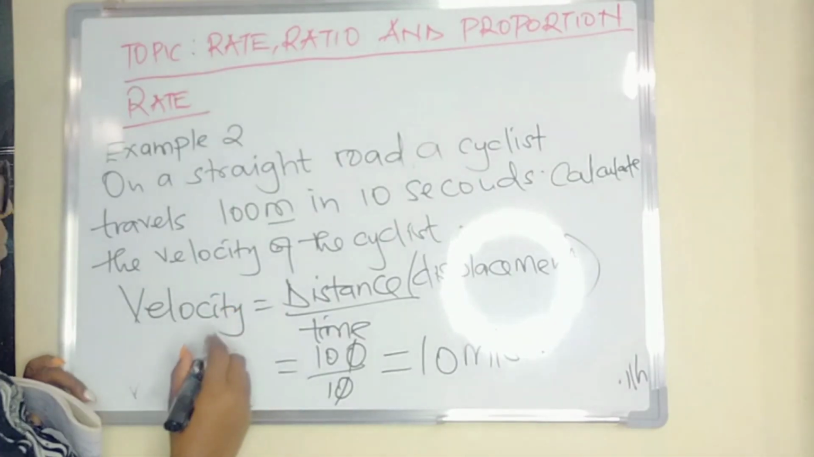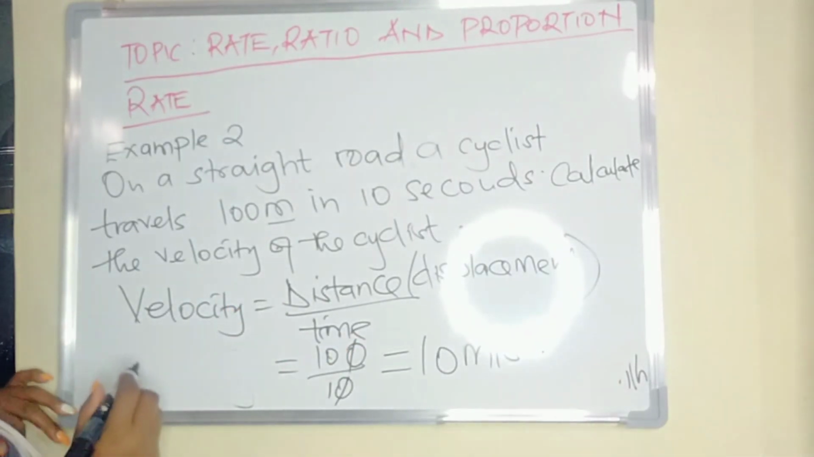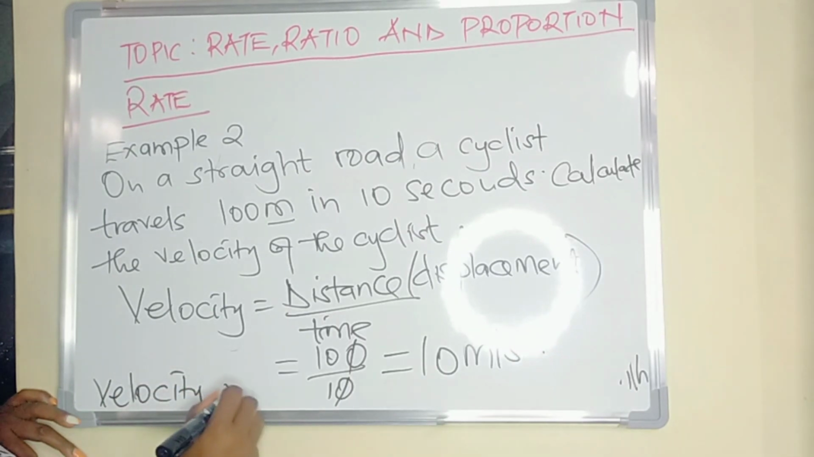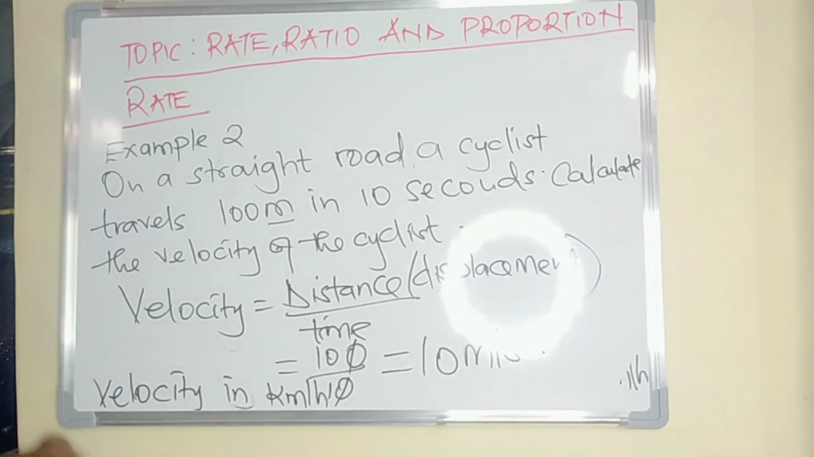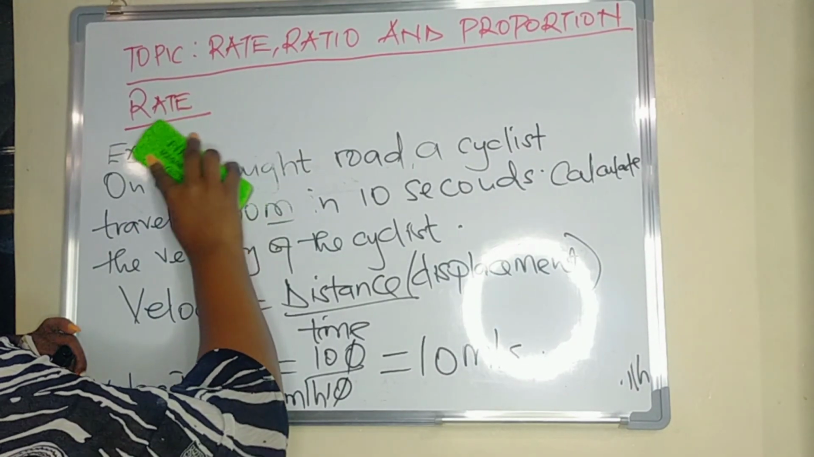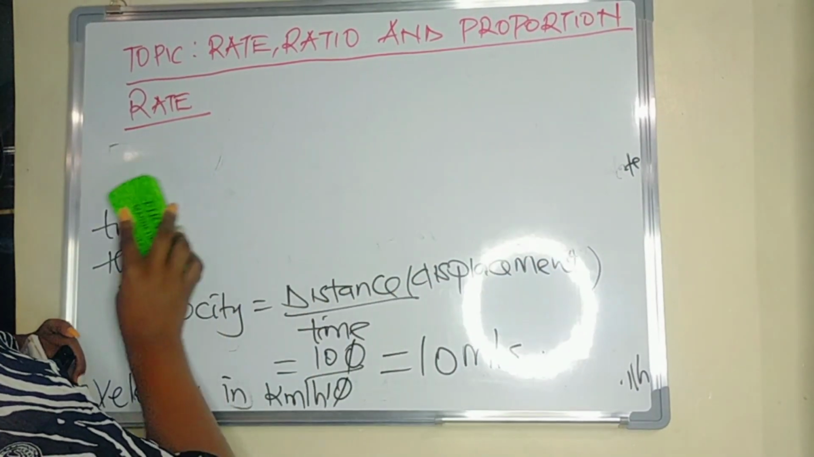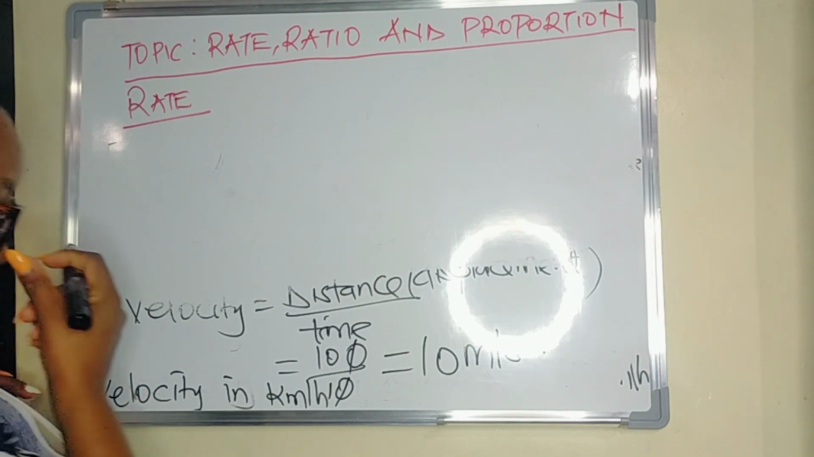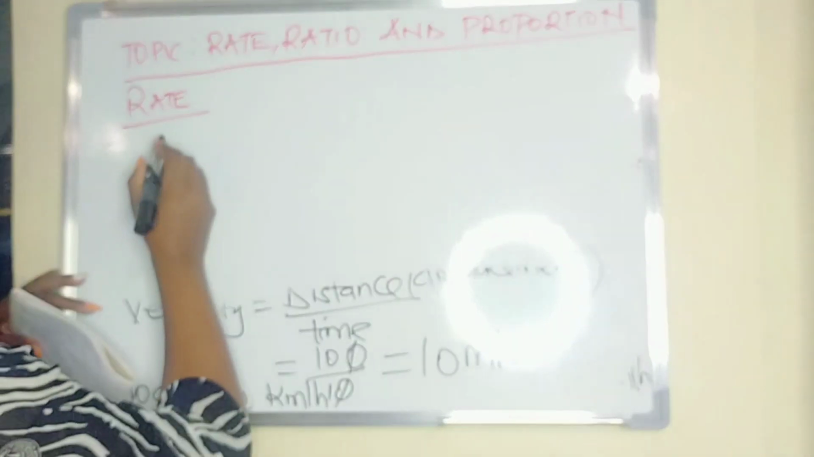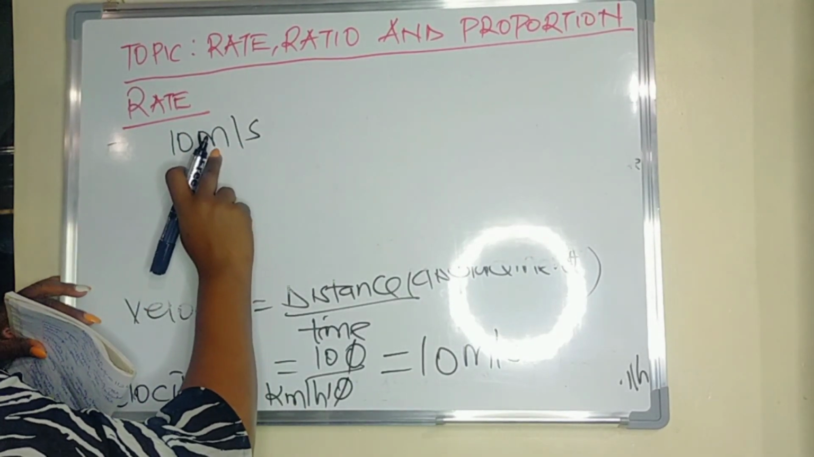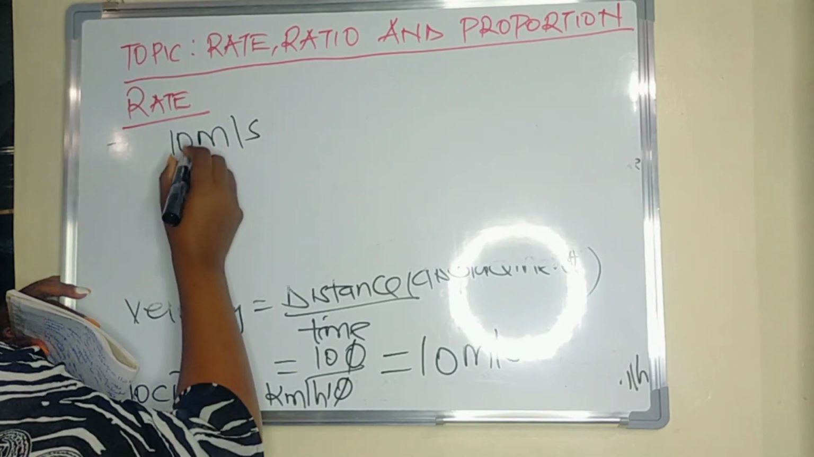In the first case it was supposed to be in meters per second. What if you are asked to calculate the velocity in kilometers per hour? How do you go about this? So what you're going to do here is that you first convert your meters to kilometers. So these are 10 meters per second. Convert these meters to kilometers. You divide by 1,000.